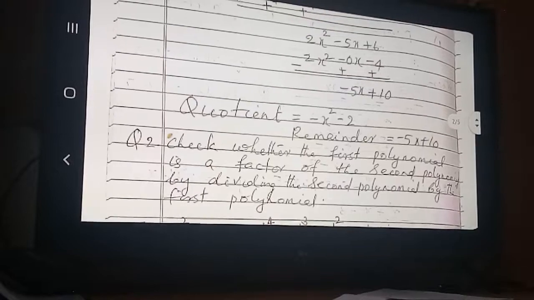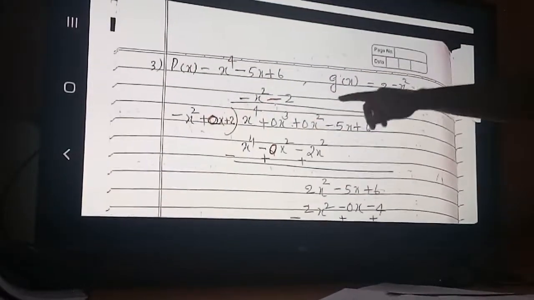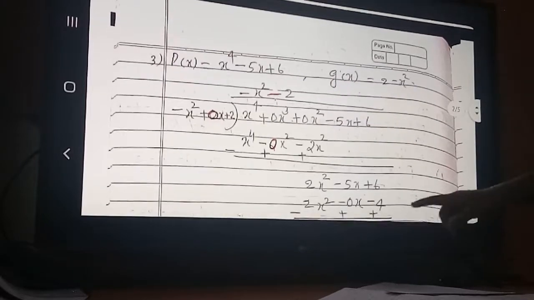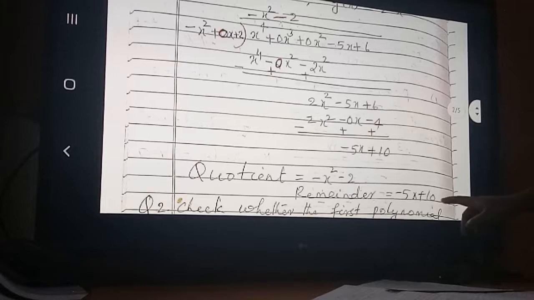Now, the quotient you got is x square minus 2, and the remainder is minus 5x plus 10.